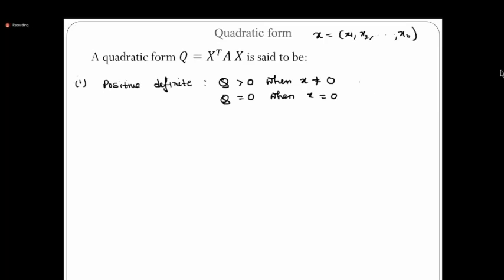Can you give me one example of a quadratic form which is positive definite? Anyone? Okay, I'm giving you the first one. Next one I'm going to ask you. Is it a positive definite quadratic form? Just take any values of x1 and x2. Is it going to give you always positive? Yes, sir. And obviously this is going to be 0 only when x is equal to 0, that means x1 and x2 both are 0. So this is positive definite.